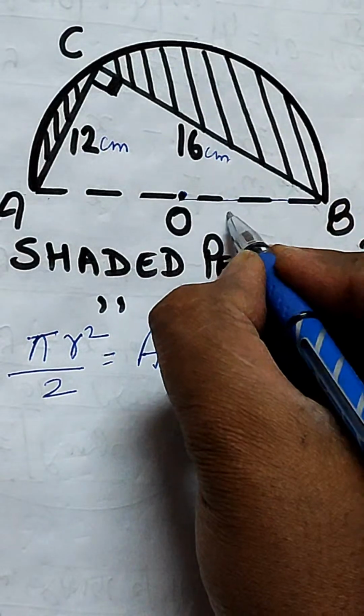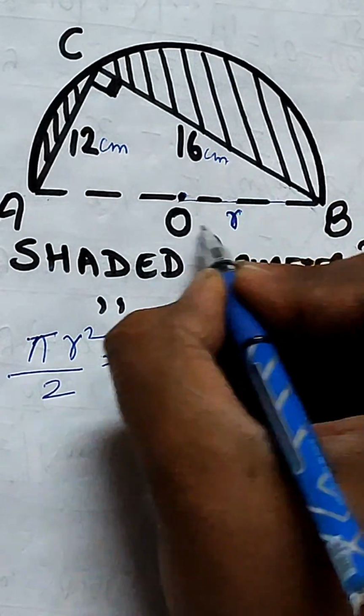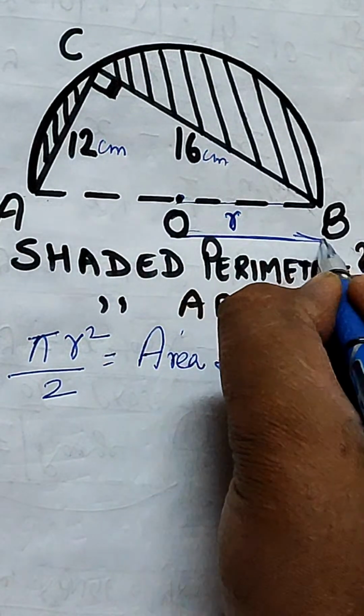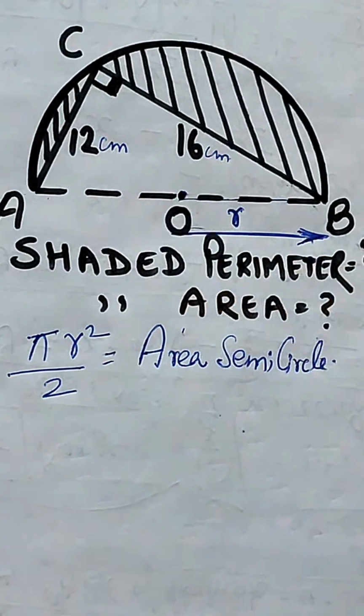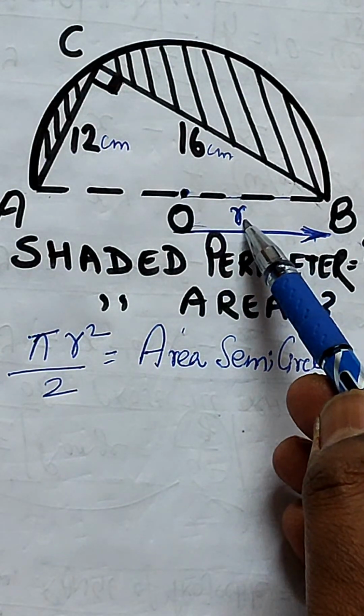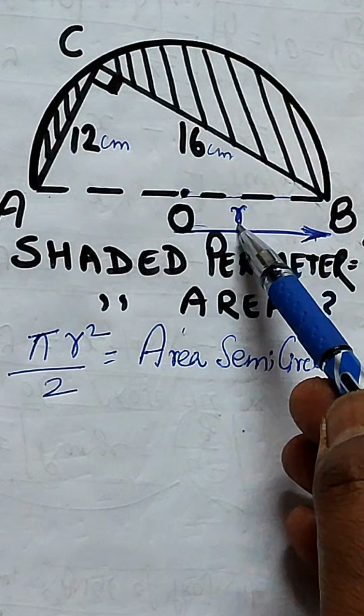We do not know the length of this radius. This r is not known to us. If the length of O to B is r, then that is not known to us. Now we will find out that value.